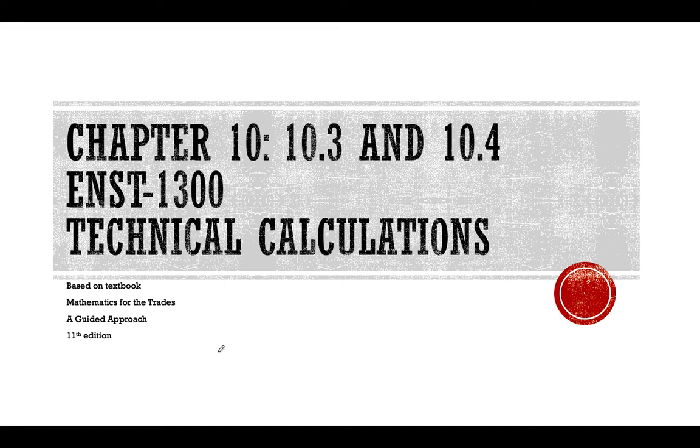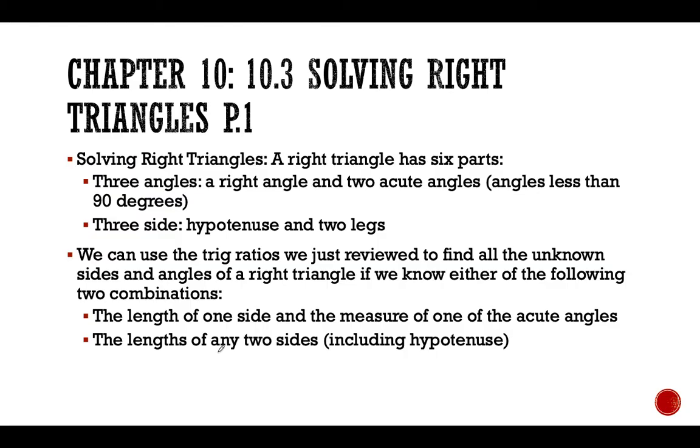In sections 10.3 and 10.4, we're going to go over solving problems with right triangles and oblique triangles. A right triangle has 6 parts: 3 angles, a right angle and 2 acute angles, which are angles less than 90 degrees, and 3 sides, the hypotenuse and 2 legs. We can use the trig ratios that we went over in the previous sections to find all the unknown sides and angles of a right triangle if we know either of the following 2 combinations: the length of one side and the measure of one of the acute angles, or the length of any 2 sides, including the hypotenuse.